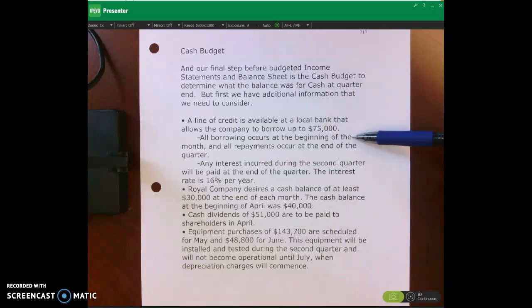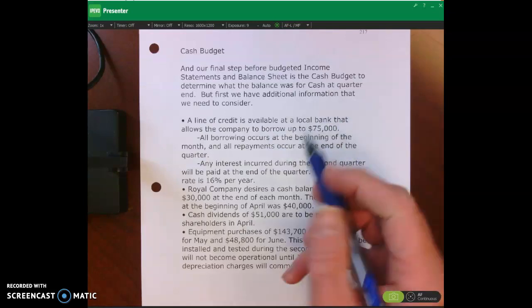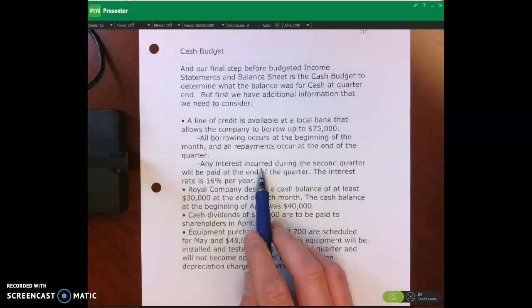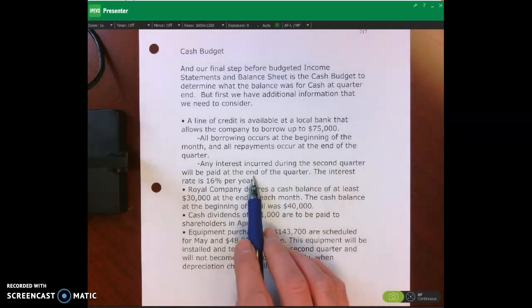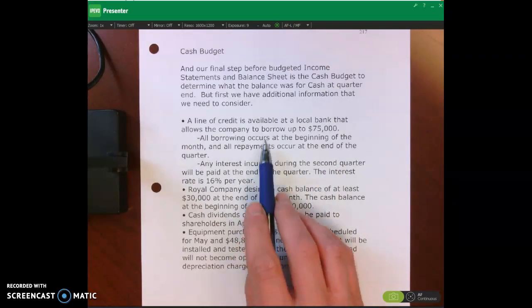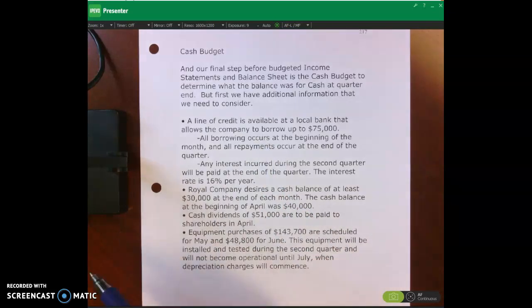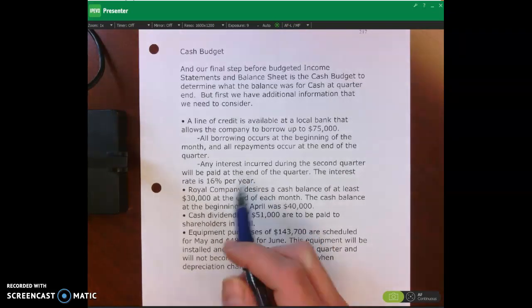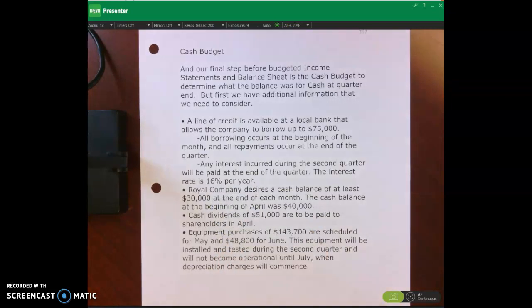If they borrow, we have a few assumptions. All borrowing occurs at the beginning of the month, and then they have to repay it back at the end of the quarter. These are just the assumptions of this problem. Any interest that's incurred during the quarter is going to be paid at the end of the quarter, even if they borrow at the beginning of the quarter. So even if they borrow at the beginning of the quarter, they'll pay back the interest at the end of the quarter. The interest rate is 16% per year. Interest rates on line of credits are typically a little bit higher.